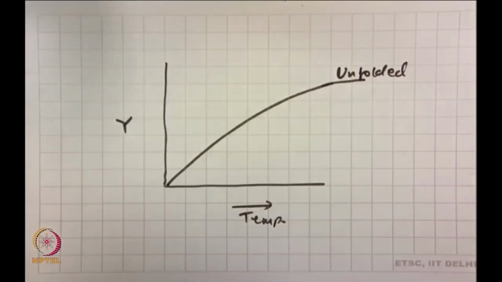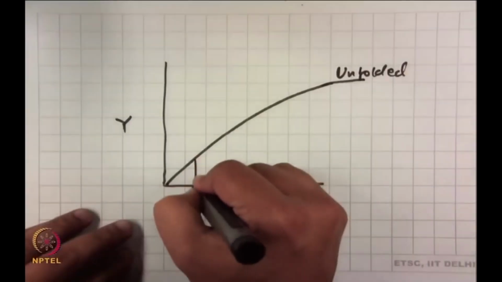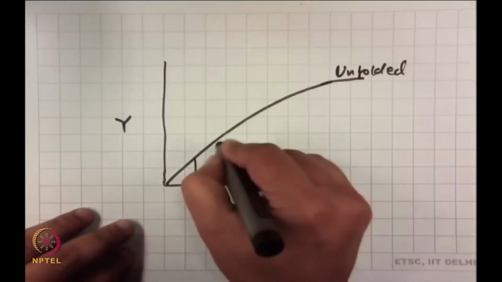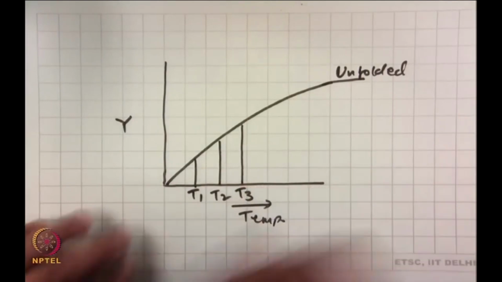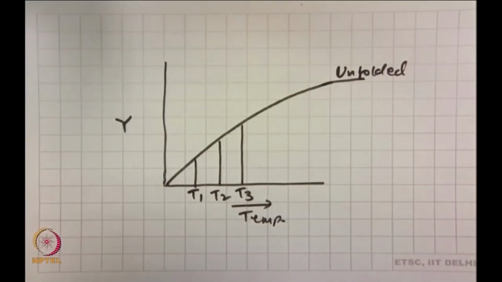So, at least on the unfolded baseline you can see it is kind of tapering off, not much of a change, but do you have a folded baseline? You actually do not have a folded baseline, right. Now, tell me this, if I have here T1, here T2, here T3, throughout these temperature intervals would you not be having changes? You would be having changes, right.